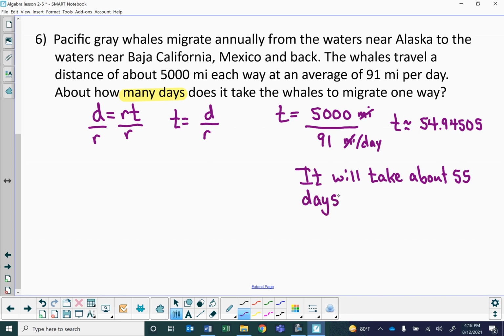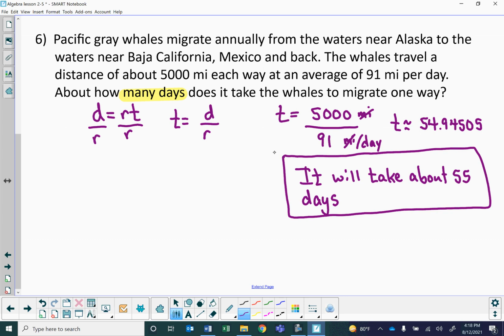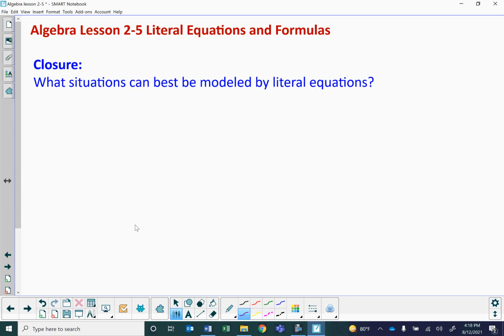That makes sense, because if it was 100 miles per day, it would take 50 days. So it's a little less than 100 miles per day that they travel. So 55 is very reasonable. So that seems like a very reasonable answer. Always check for the reasonableness of your answers so that you have answered the question that was asked and your answer makes sense.